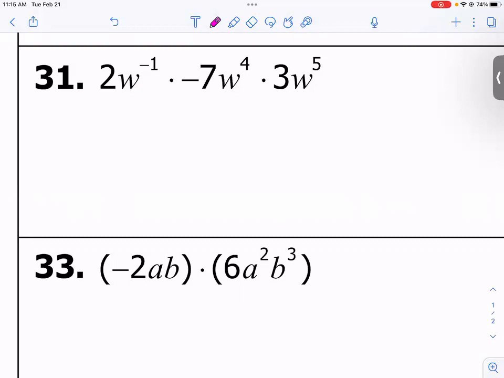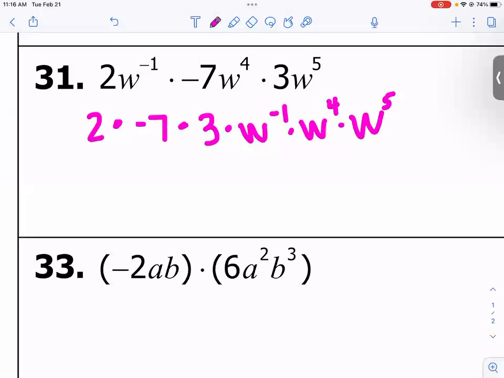Okay, so what we're going to be doing is taking 2 times -7 times 3, and we're going to be taking w to the -1st times w to the 4th times w to the 5th. Maybe that would help your mind to just rearrange all the multiplication.